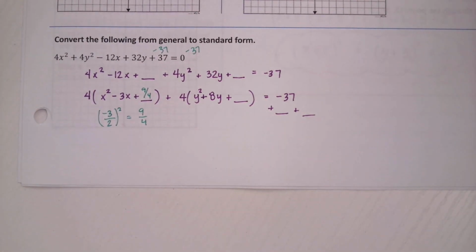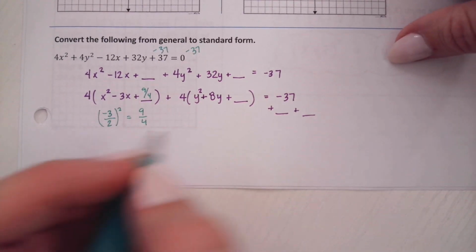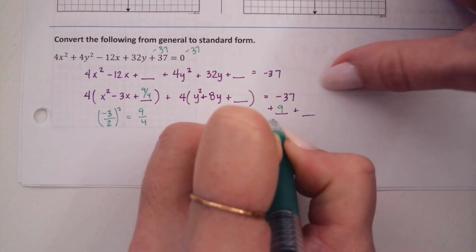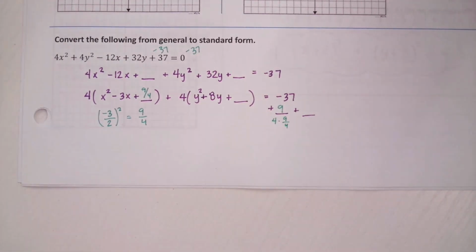But what are we going to add on the right-hand side? 4 times 9 over 4. Anyone know what 4 times 9 over 4 is? It's just 9. How is it just 9? It erases it. This would be 36 over 4. 36 divided by 4 is 9.